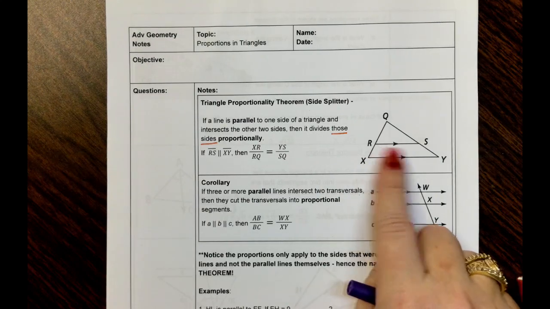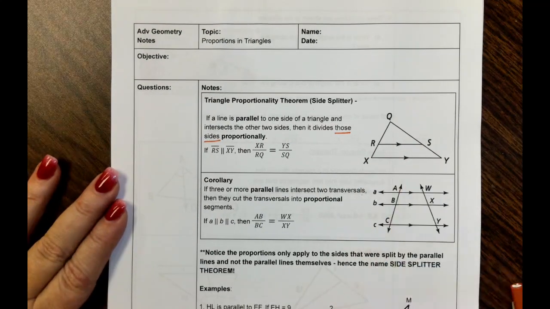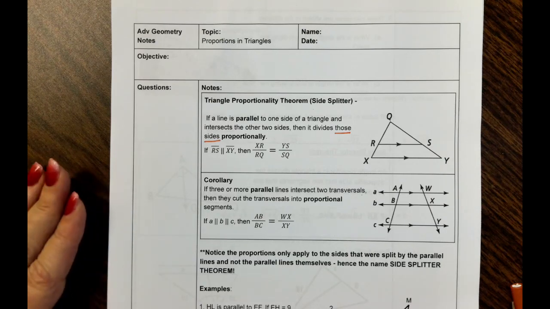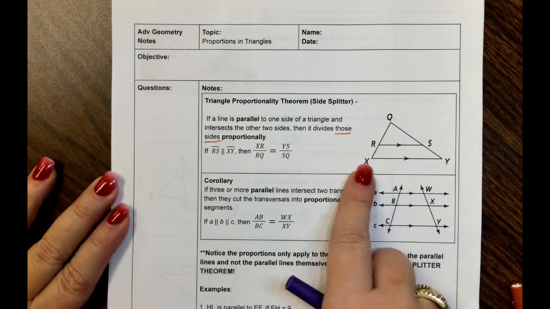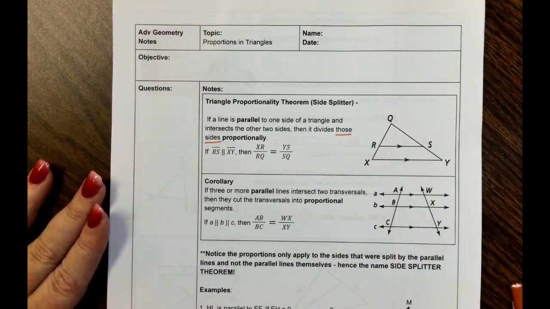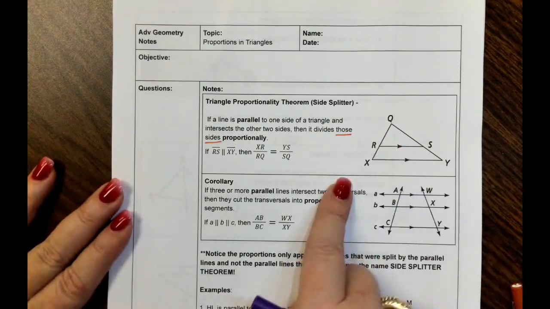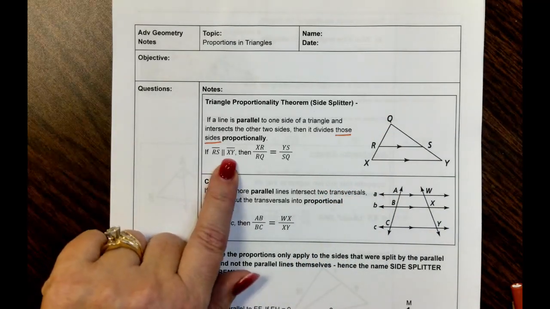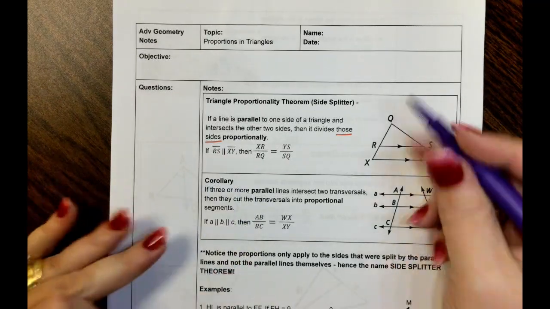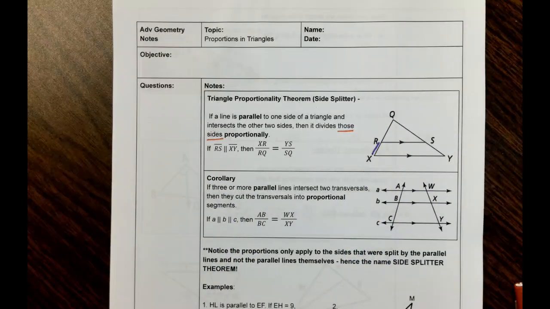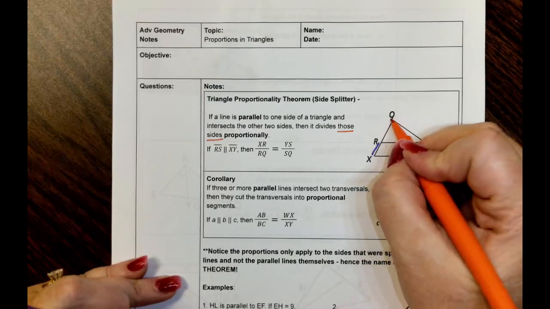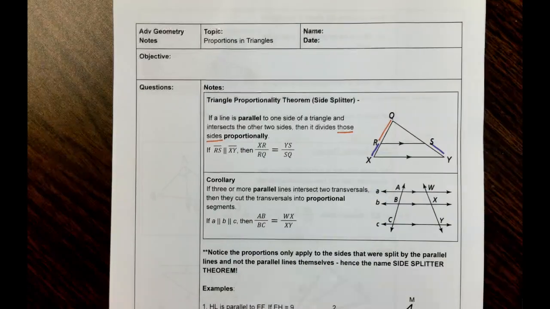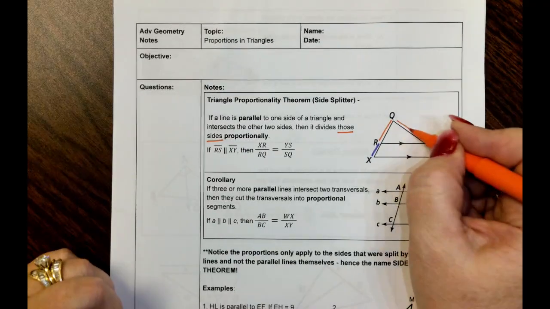So the triangle proportionality theorem, the side splitter theorem, says that if a line is parallel to one side of the triangle, so if RS is parallel to XY, and intersects the other two sides, so RS cuts through QX and QY, then it divides those sides, QX and QY, proportionally. So if RS is parallel to XY, then XR over RQ is equal to YS over QS.